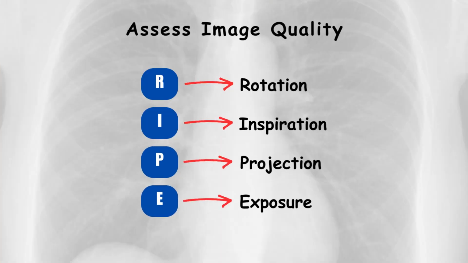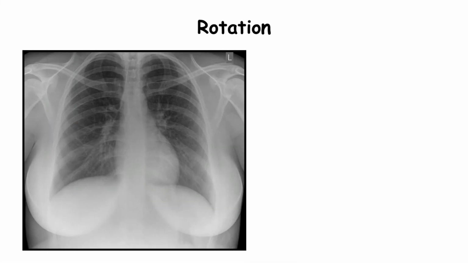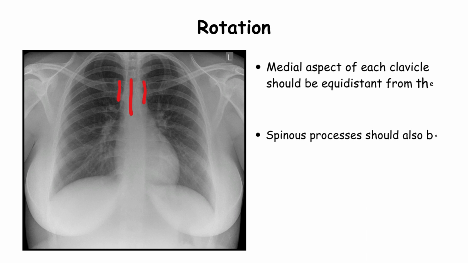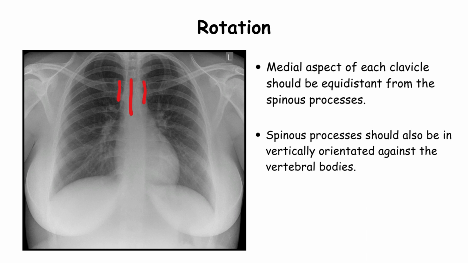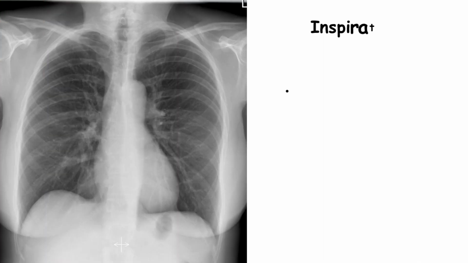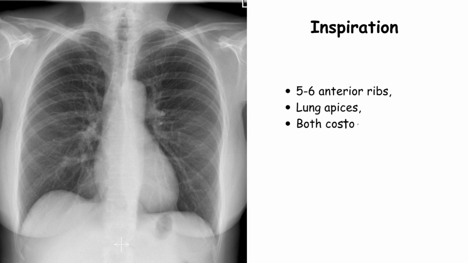Then you have to assess the image quality. Here we use the RIPE method. First we need to check the rotation. To assess it, check the distance from the spinous process of the vertebra to the medial aspect of the clavicle. Then you need to assess the inspiration. If you have an X-ray with good image quality, it will show 5-6 anterior ribs, the lung apex, both costophrenic angles and the lateral rib edges.